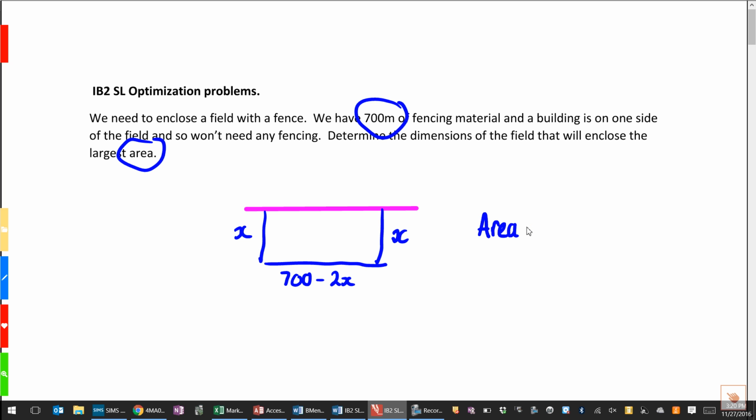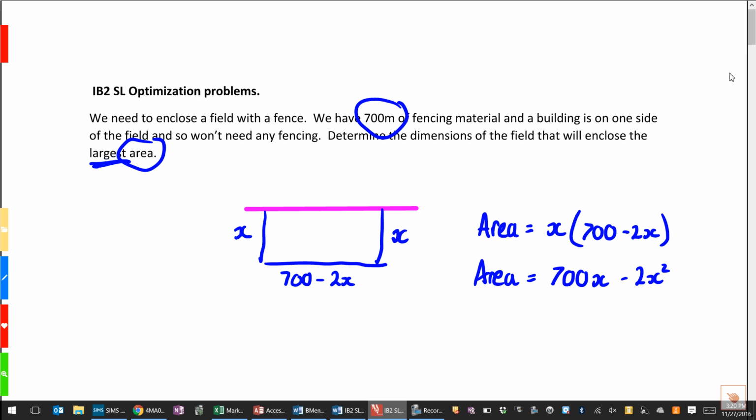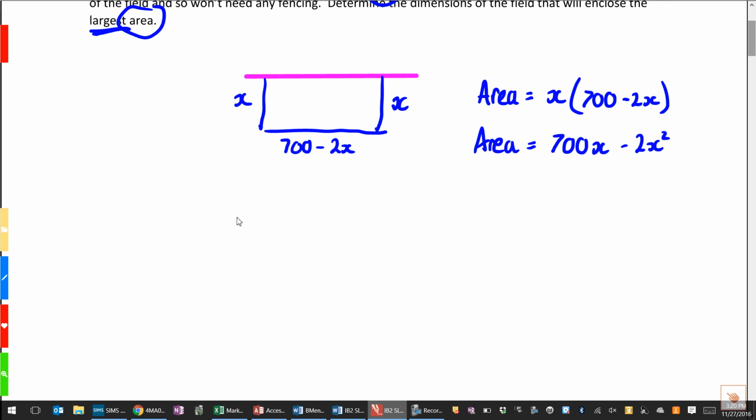So area will be x times 700 minus 2x, simply because it's a rectangle, length times width, which I'm going to multiply out to 700x minus 2x squared. Now we know it's an optimization problem. We've got to enclose the largest possible area. So what we're looking for is a maximum area. And if we're looking for a maximum, we're looking for f dash of x equaling 0 to find us the x value. And then we'll decide whether it's a maximum or not.